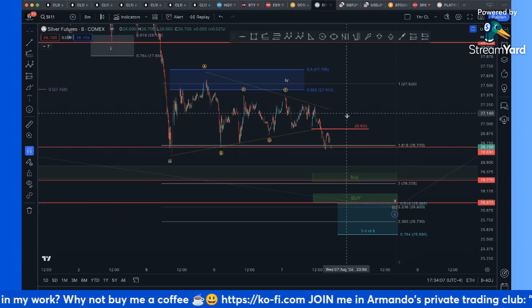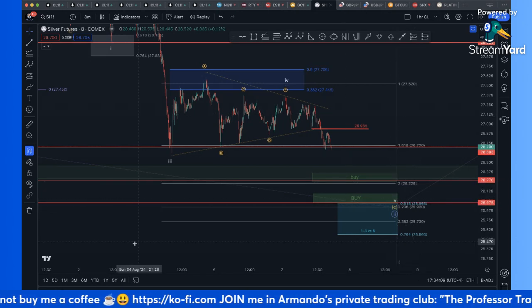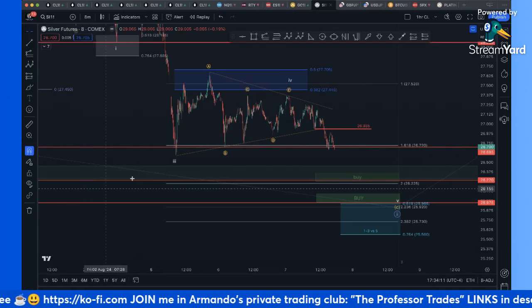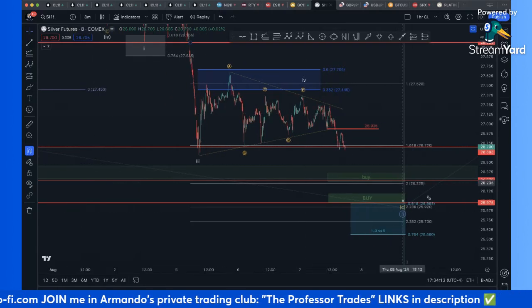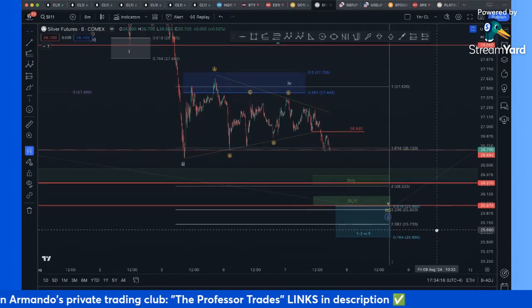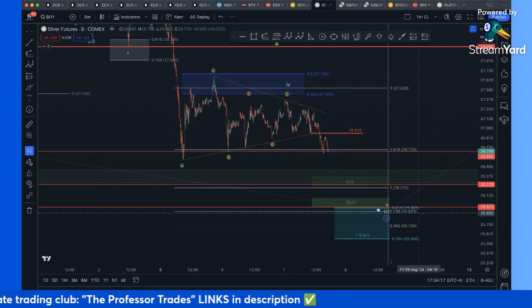We are nearing 100% of the prior swing low. So we're retracing nearly 100% as of right now. So the point is there's a bunch of confluence here.